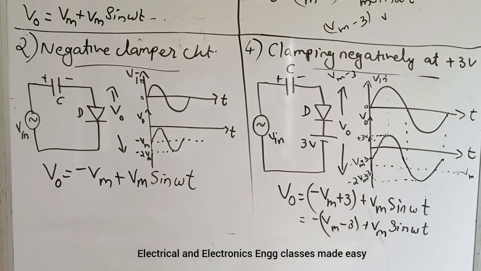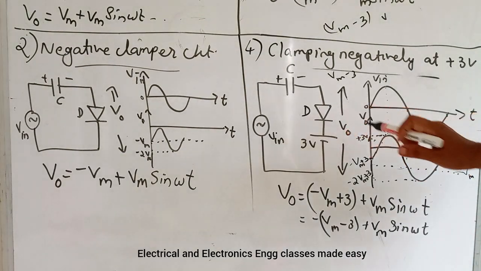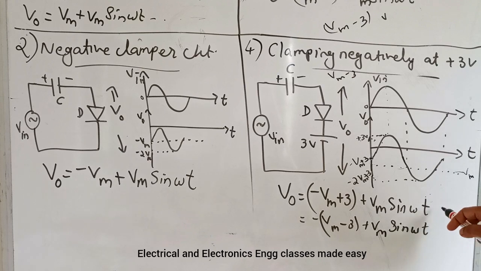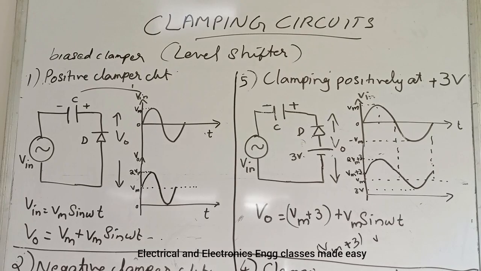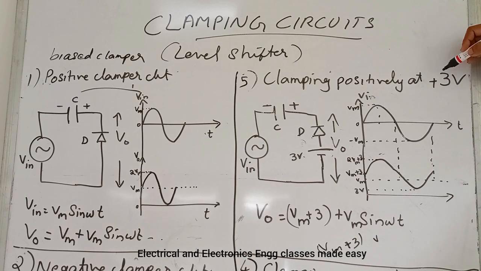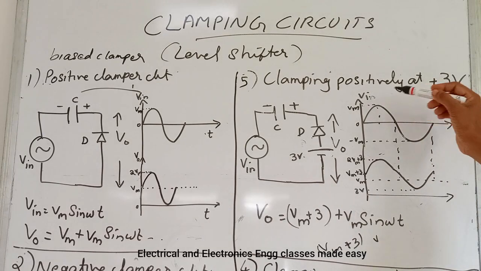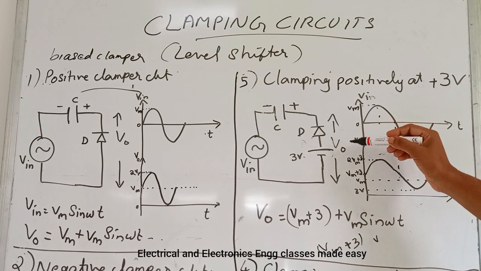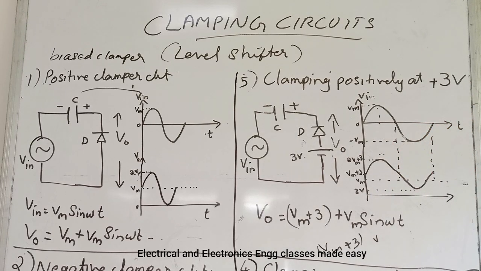And here if we consider the voltage drop across this diode, we have to consider plus 0.6 volt in practical case. Next is clamping positively at plus 3 volt. So in previous case we have discussed about clamping positively at minus 3 volt, and this is clamping positively at plus 3 volt.